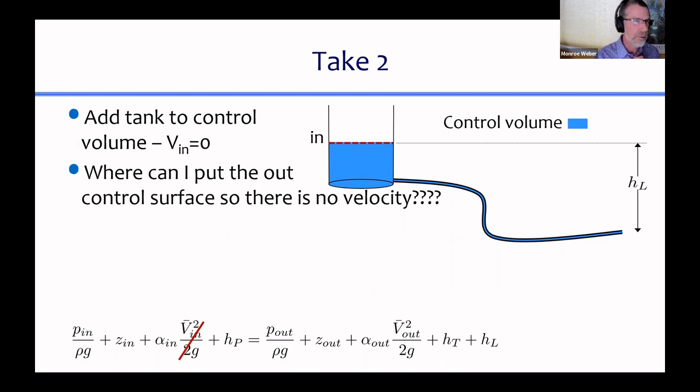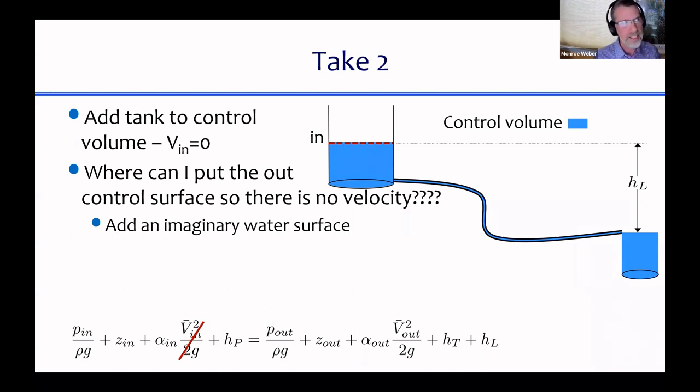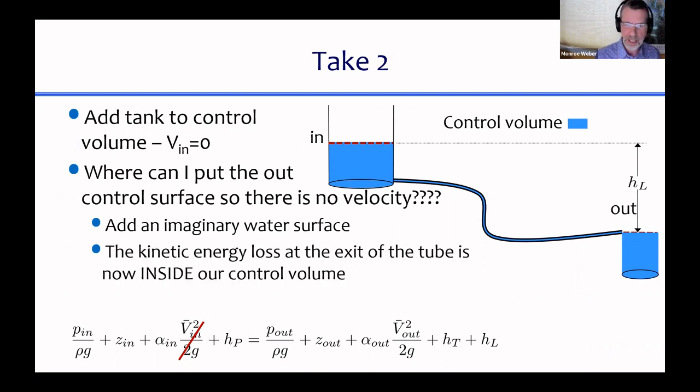And this is where we get yet another problem. So we're going to do a trick. We're going to add an imaginary water surface right there, and I'm going to say this water is flowing into the very top of a tank. And I'm going to put my control surface on top of that tank. Okay? I don't actually need the tank. I just needed a horizontal control surface. And now the velocity through that control surface is also 0.